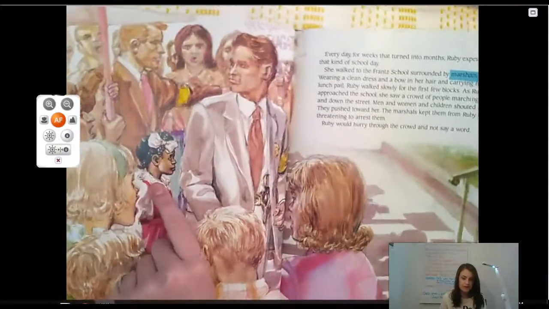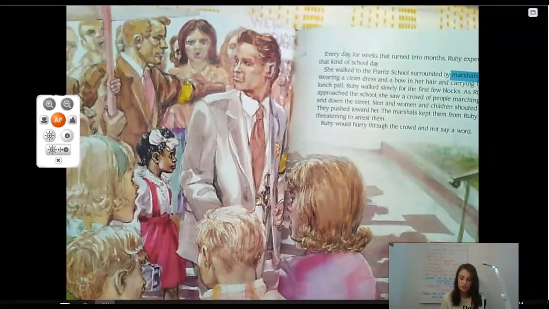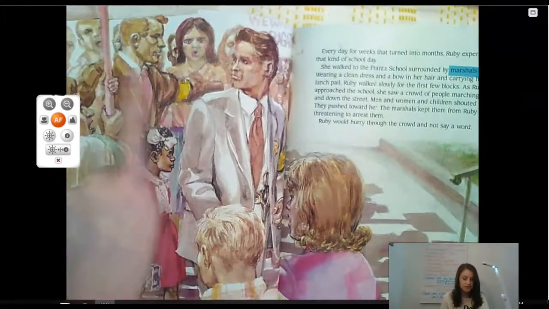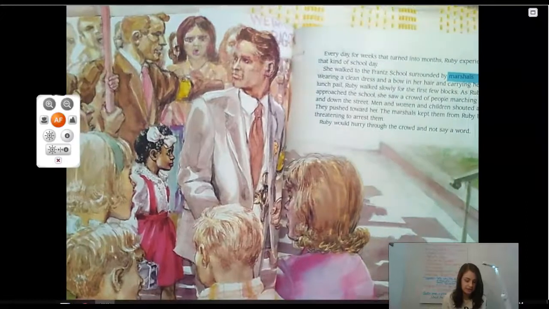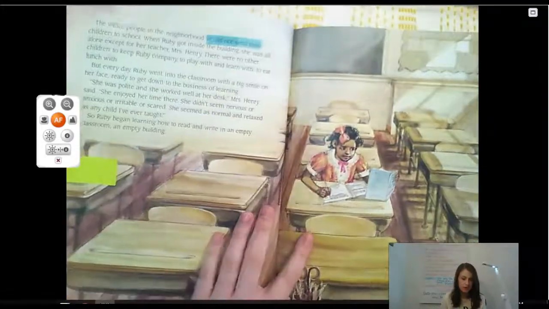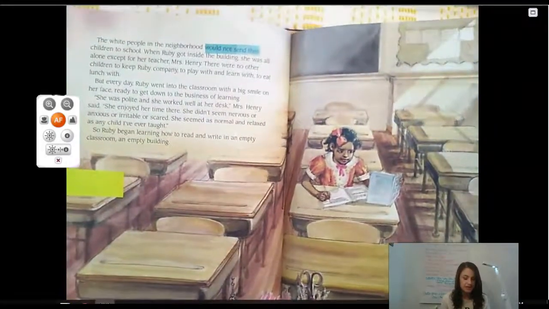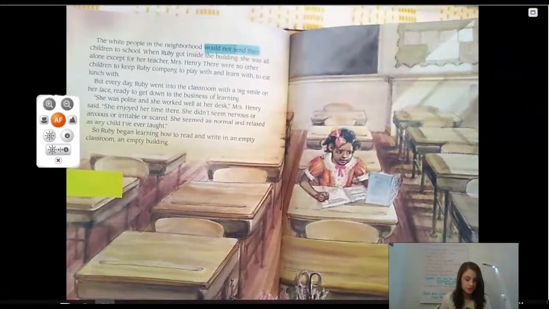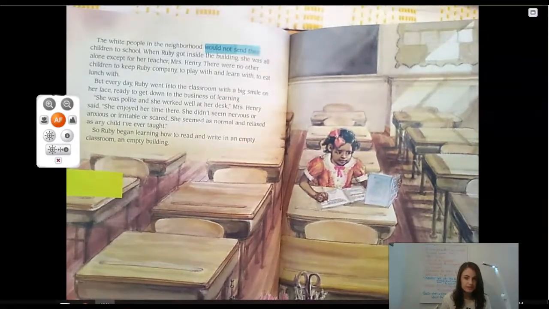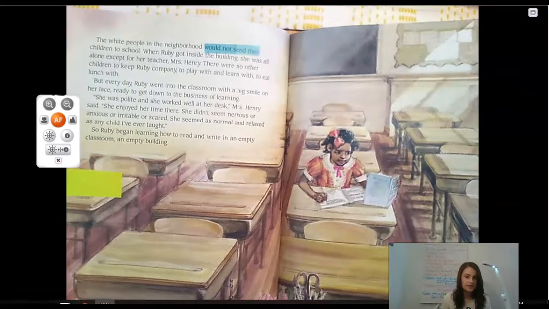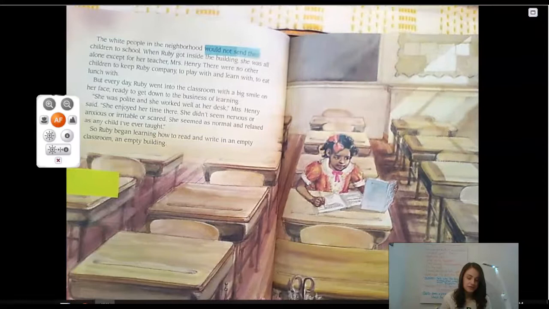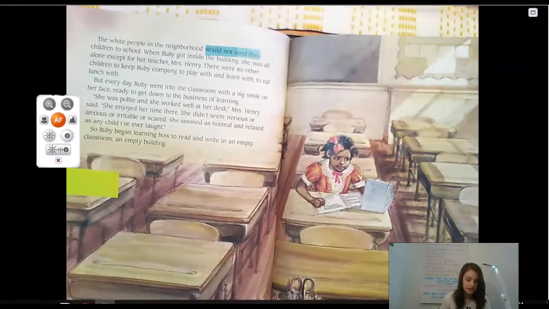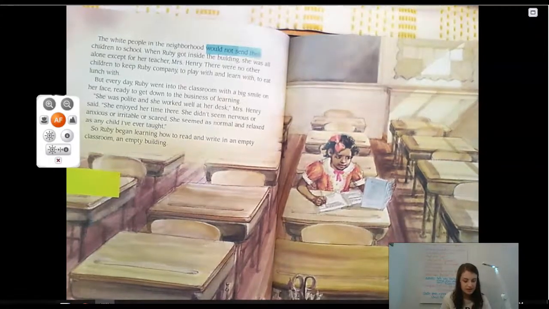Look at how Ruby is keeping her eyes forward. She's walking straight into that school. It doesn't seem like she's really paying any attention to those angry people around her. The white people in the neighborhood would not send their children to school. When Ruby got inside the building, she was all alone, except for her teacher, Mrs. Henry. There was no other children to keep Ruby company, to play with and learn with, to eat lunch with.